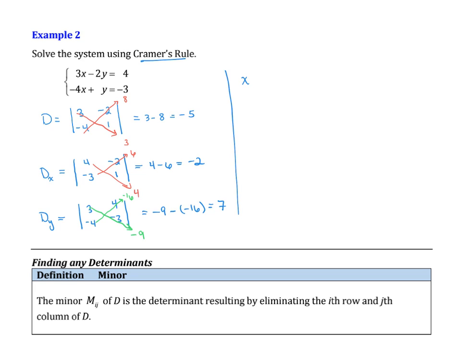So x is Dx over D. So we get negative 2 over negative 5, which is positive 2/5. Y will be Dy over D, which is 7 over negative 5. So we get negative 7/5. So our answer is 2/5, comma, negative 7/5.